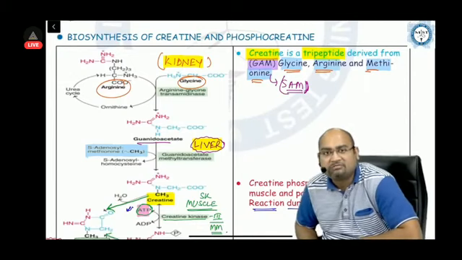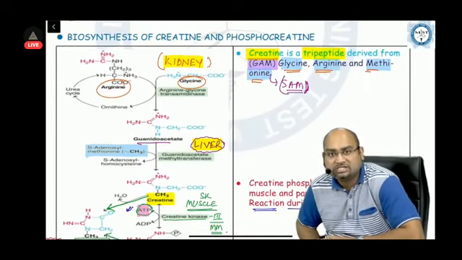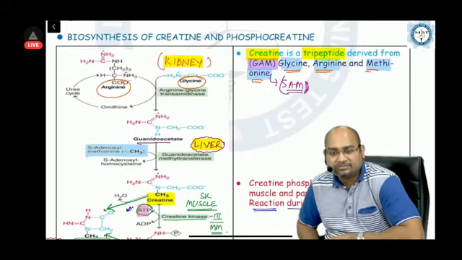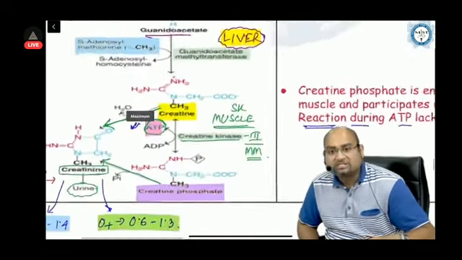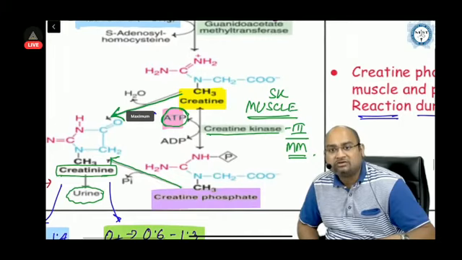Creatine, beta, it is a tripeptide, just like glutathione was GCG. Creatine is GAM: glycine, arginine and methionine in the form of SAM. Production starts in the kidney, completed in the liver. Storage is done in the muscle in the form of creatine and creatine phosphate.